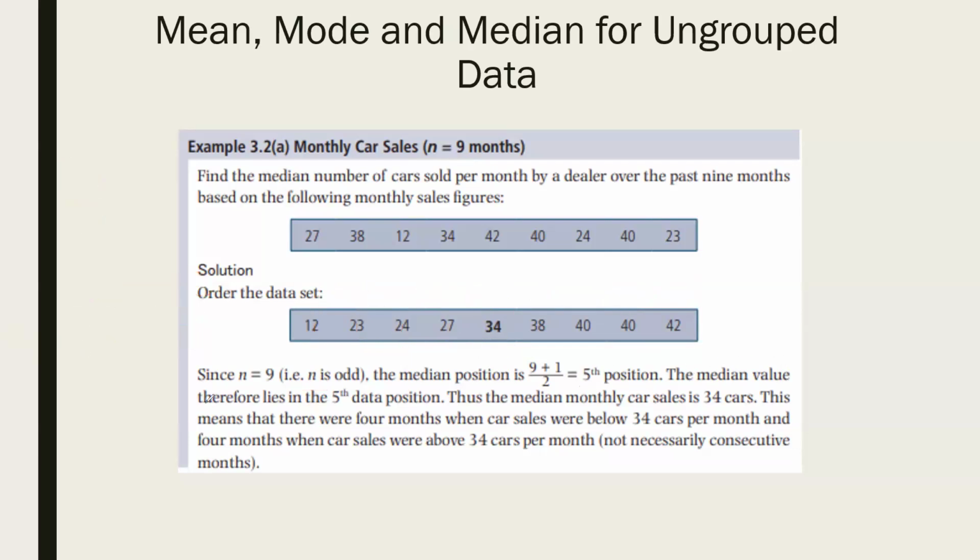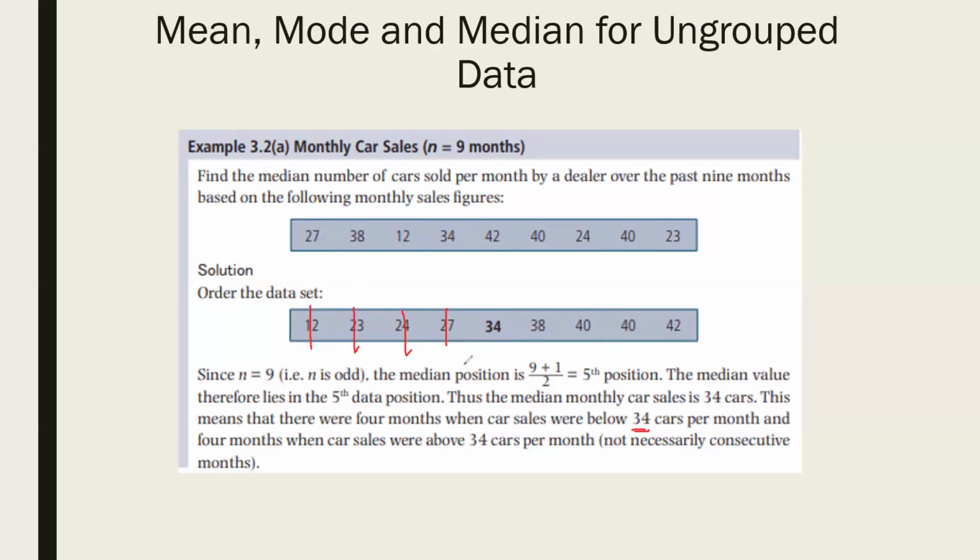So the median value therefore lies in the fifth data position. That's what we identified. Thus, the median monthly car sales is 34 cars, right? What does it mean? This means that there were 4 months, 1, 2, 3, 4, when car sales were below 34, which is correct. 12 is below 34. 23 is below 34.